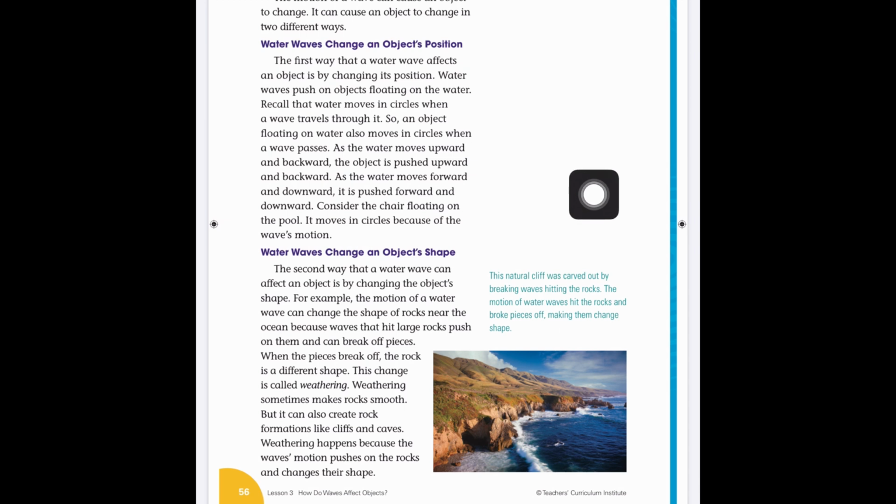It says it can cause an object to change in two different ways. So let's think of the two different ways. The position of an object or the shape of an object. And here we can look at this picture of how these cliffs have been made by weathering. Remember, weathering is when pieces are broken off and the rock changes shape.